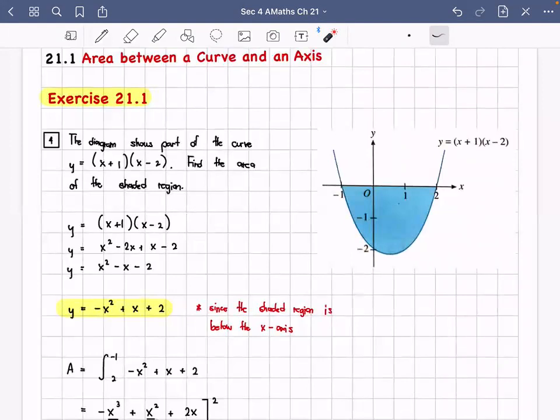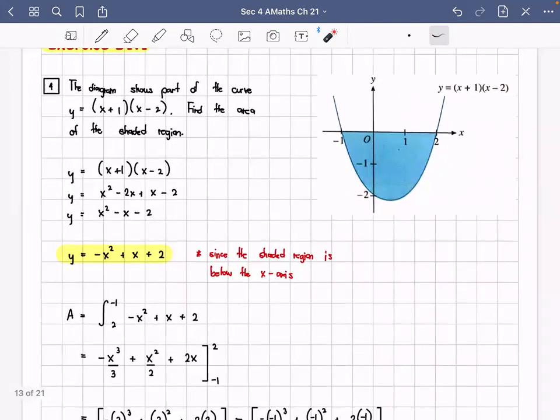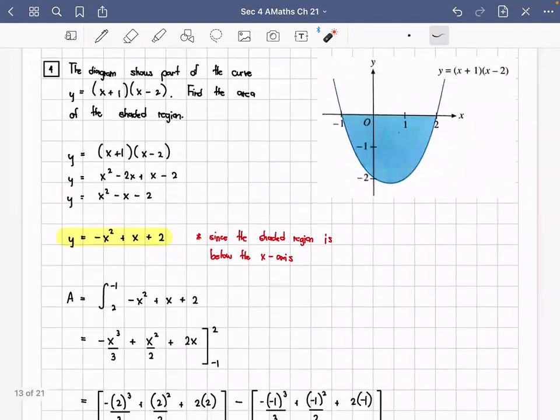Mine is a little bit longer because I want you to see each step. So anyway, let's begin here. We were given this. What I did here, basically, I simplify that, so it becomes x squared minus x minus 2. Since the area is below the x-axis, this is multiplied by -1. So my equation now is negative x squared plus x plus 2. This is now the equation for the shaded region.